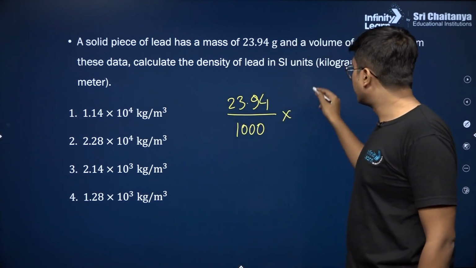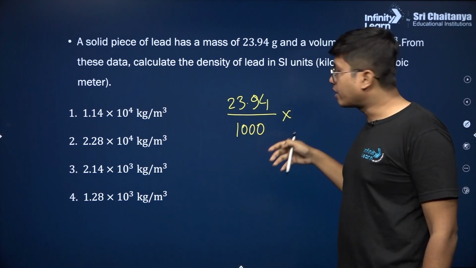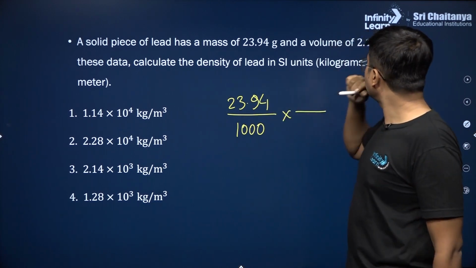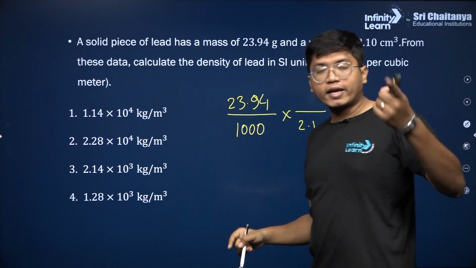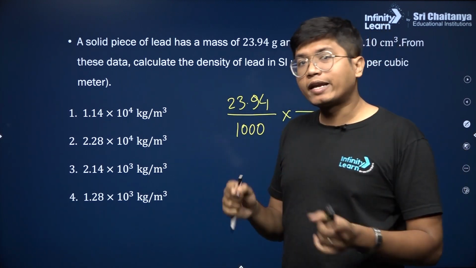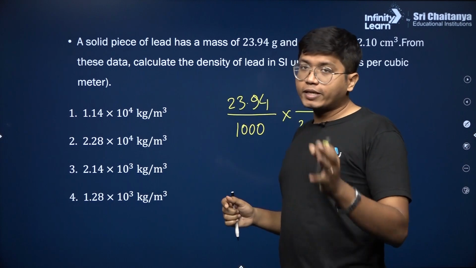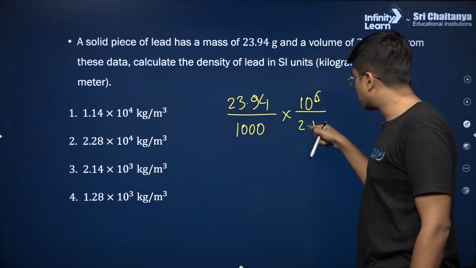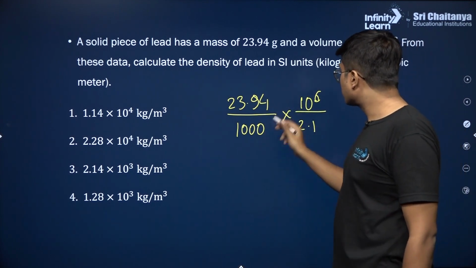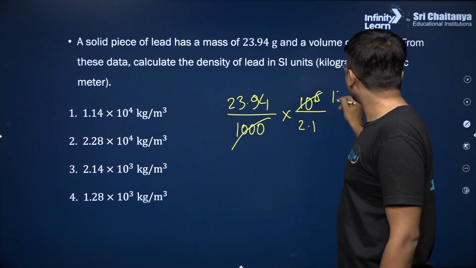and divide by the volume. The volume is given as 2.1 centimeter cube. To take centimeter cube to meter cube, you have to divide by 10 to the power 6. So 10 to the power 6 goes up because 2.1 is down here. So 1000 by 10 to the power 6, cancel them out, you get a 10 to the power 3 out here.